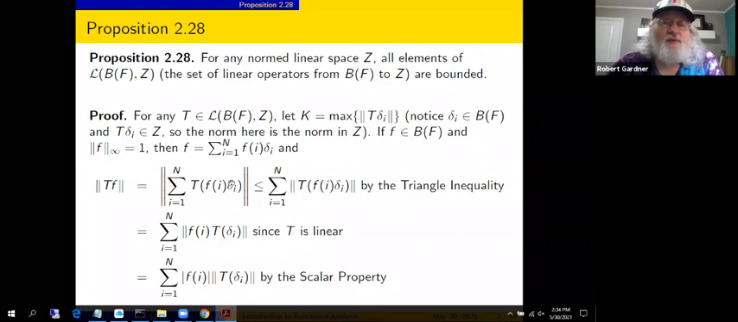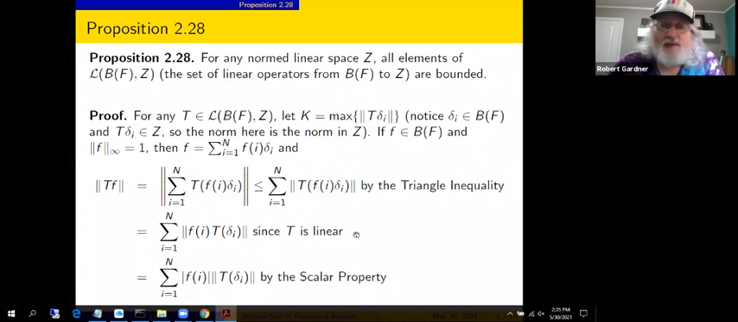Here we've got a sum of a bunch of vectors in normed linear space Z. We can use a triangle inequality there. That's less than or equal to the sum of the norms, straight up triangle inequality. We can take this scalar, f of I, and bring it outside of transformation T. That's linearity as well. So we've used linearity twice, though I only explicitly stated that once.